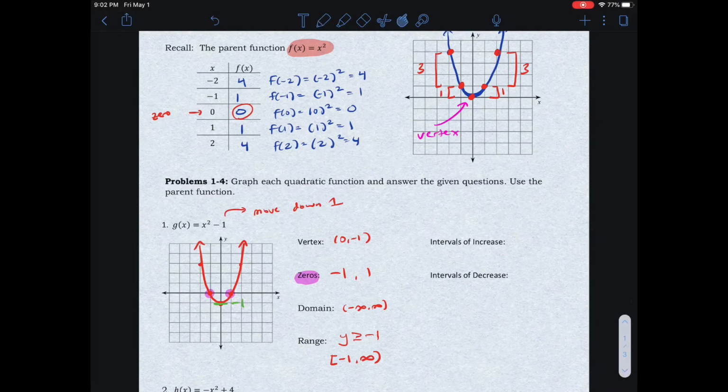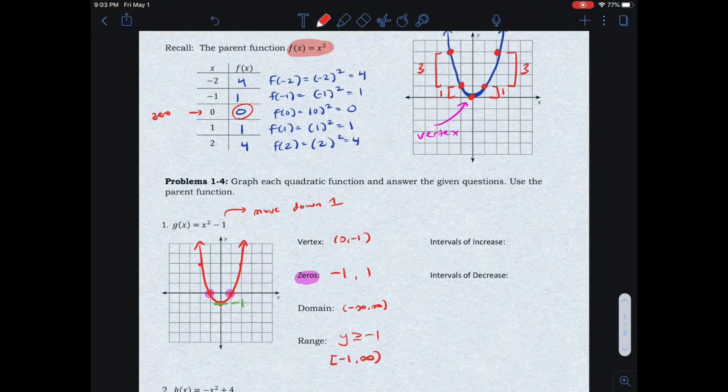Now, for intervals of increasing and decreasing, you always want to remember that you want to read it from left to right, okay? So when you're looking at this graph, you always want to look at it from left to right. So starting from the left and going toward the right, you can see that my graph is decreasing, right? Because it's going down. And then after 0, it's increasing, right? It's going up the hill. You could think of it that way, right? You could think of decreasing as going down the hill, and the increasing is going up the hill.